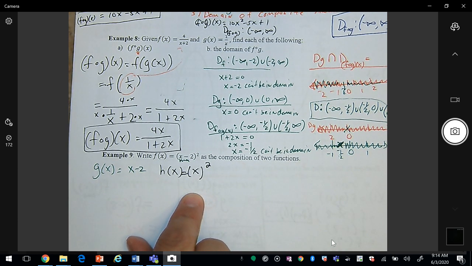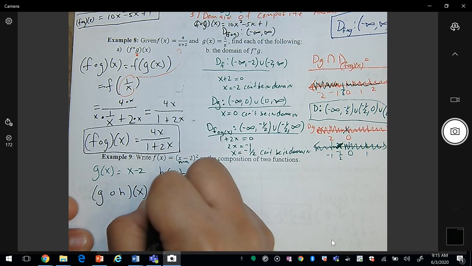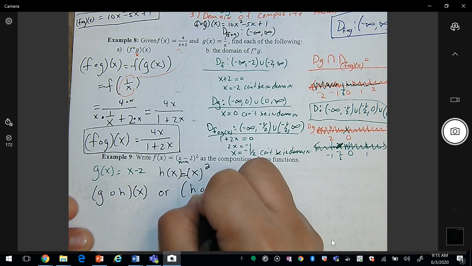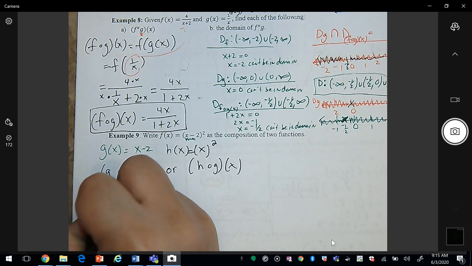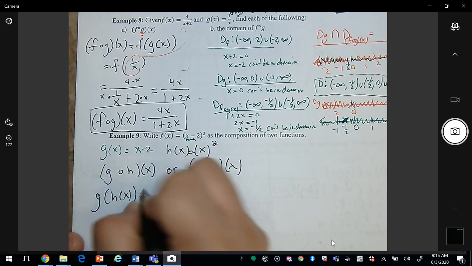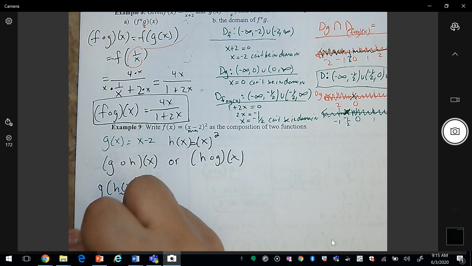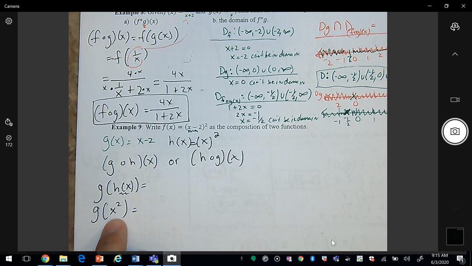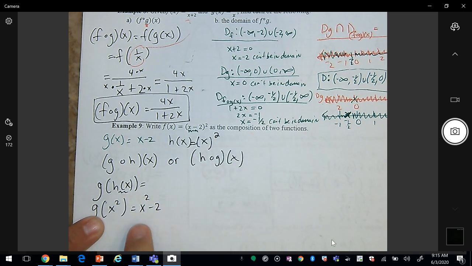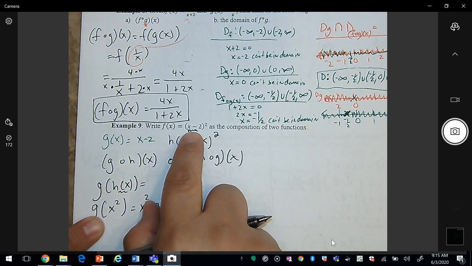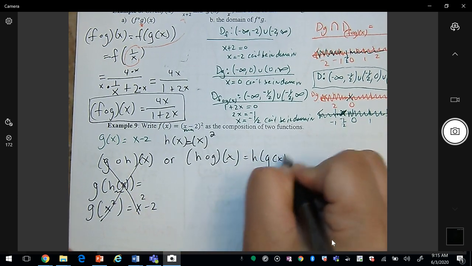And now we need to figure out, is it going to be g composed with h of x, or is it h composed with g of x? Yep, so we can test them. So here I get g of h of x. So if I was to plug this in, g of h of x is x squared. And then I would plug in x squared for my x. And so that's going to give me x squared minus 2. And this is not the same as our answer here. So this one doesn't work.